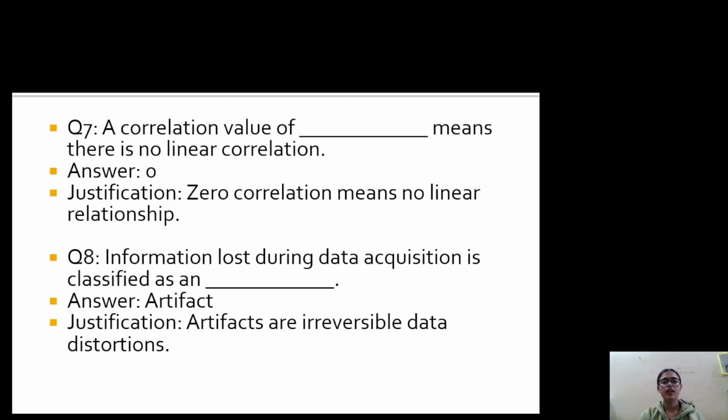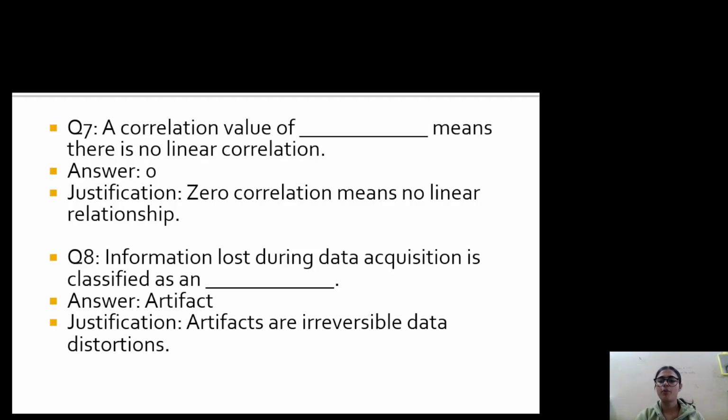Next, a correlation value of dash means there is no linear correlation. So the answer is 0. Correlation 0 means no linear relationship exists, however, a nonlinear relation is still possible.